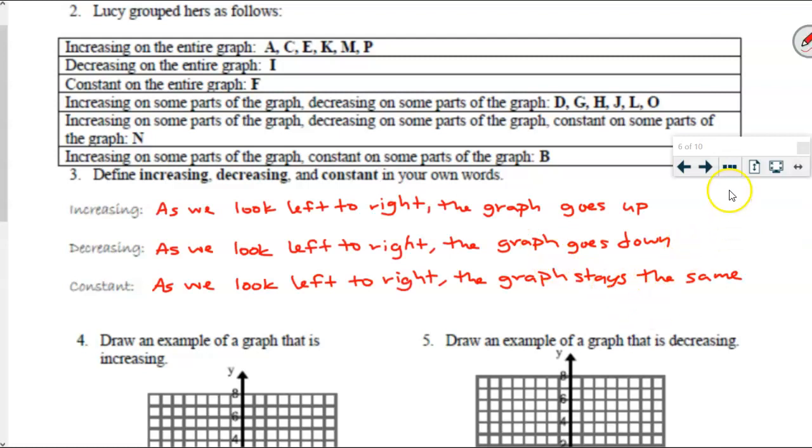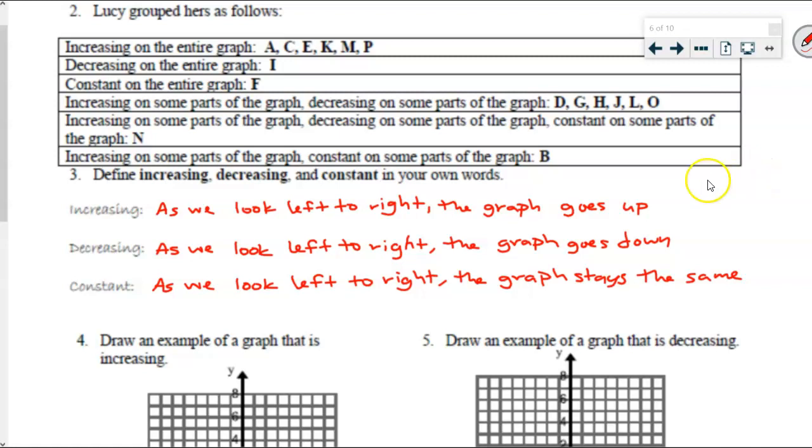I hope when you did this on your own, you wrote something along the lines of this. As we go left to right, the graph goes up. As we go left to right, the graph goes down. Key thing that we need to remember, and this is important, even if you didn't write it down, you need to remember that we read graphs from left to right.